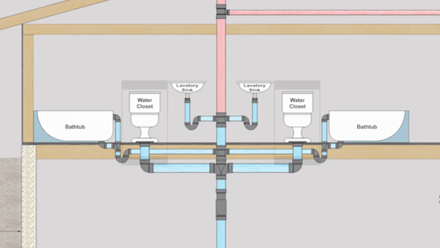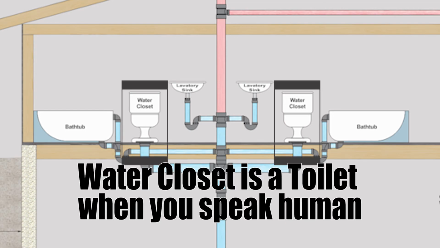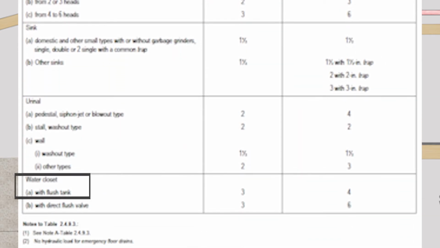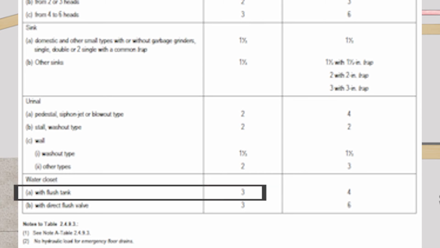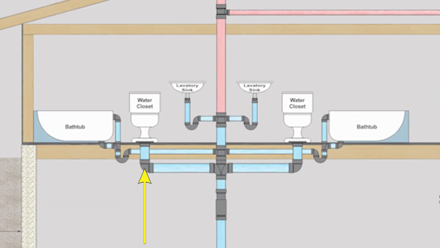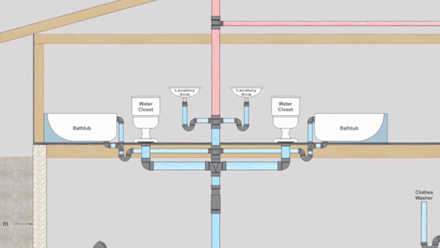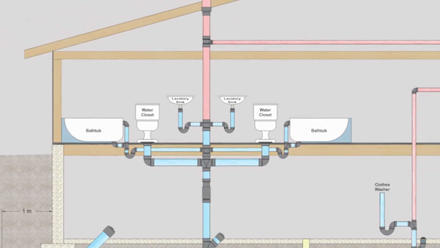So the last thing we come across in our soil waste stack is a water closet or a toilet. And it does have a flush tank. So the minimum size of fixture outlet pipe is 3 inches and the hydraulic load is 4 fixture units. So that makes this trap arm from the water closet all the way over to the soil waste stack 3 inches in size minimum.